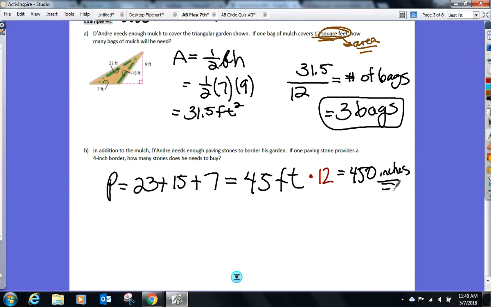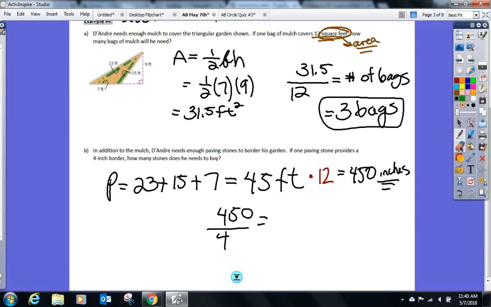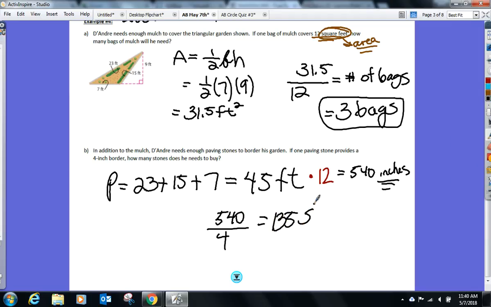Now you could take your 540 and divide by 4. How many stones? 540, sorry. Thank you. 135 stones.